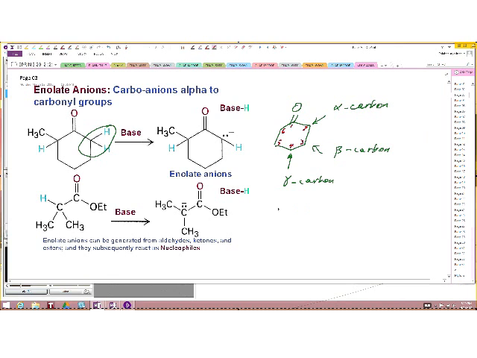Now, you then want to ask, if we have this reaction here, we want to generate an enolate anion. We have hydroxide, which is a base, reacting with cyclohexanone, and it is going to remove the proton from the alpha carbon of cyclohexanone.